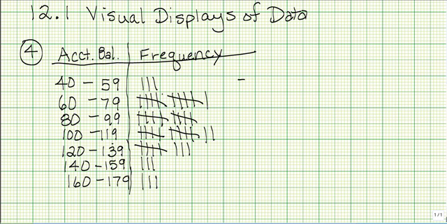Okay, so I'll just put our frequency. Okay, actually these are a frequency, sometimes labeled F. It looks like we have 11 here, 10, 12, 8, 3, and 3. So that would be our frequency distribution for number 4.